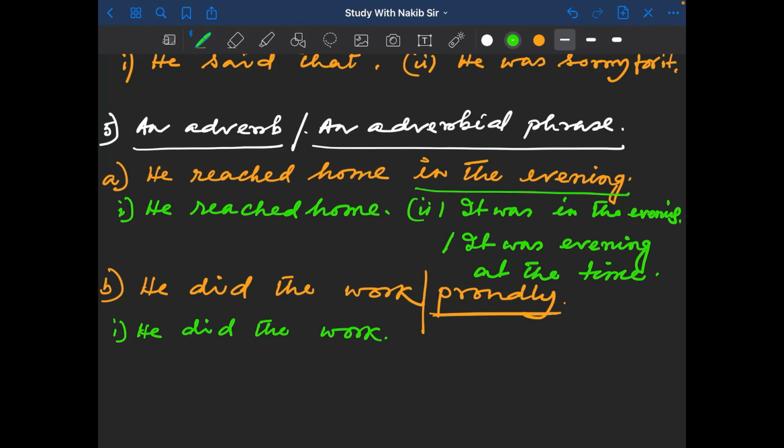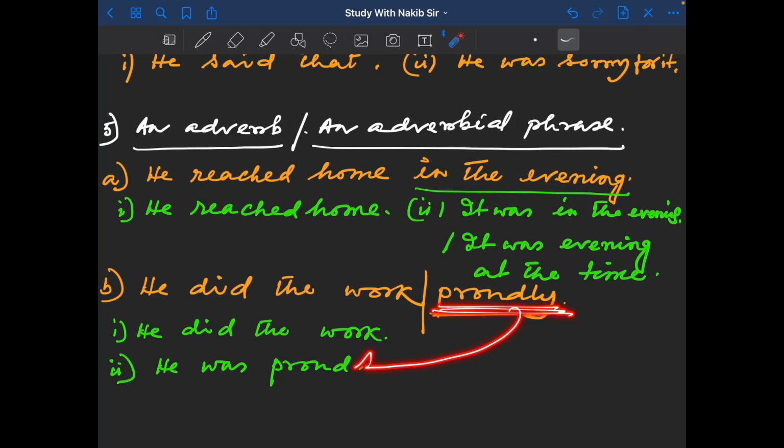Okay, and number 2, for "proudly" we will make another sentence. Number 2, he was proud. He was proud. So he did the work, and number 2, he was proud. From this part, an adverb, we have made this sentence. So if you get an adverb or adverbial phrase in a given sentence, for that adverb or adverbial phrase, you can make a separate sentence when you are asked to split up a given sentence.